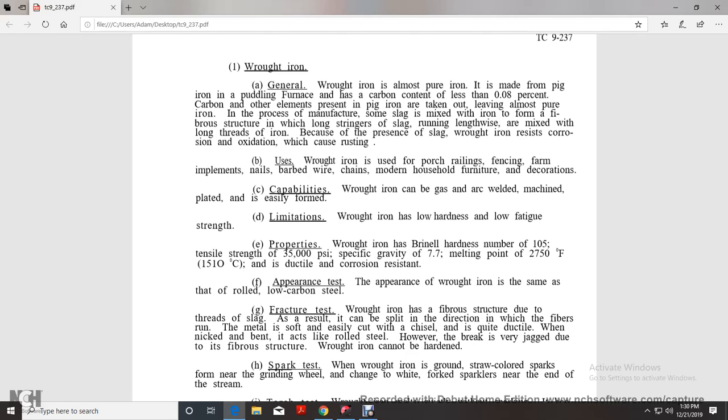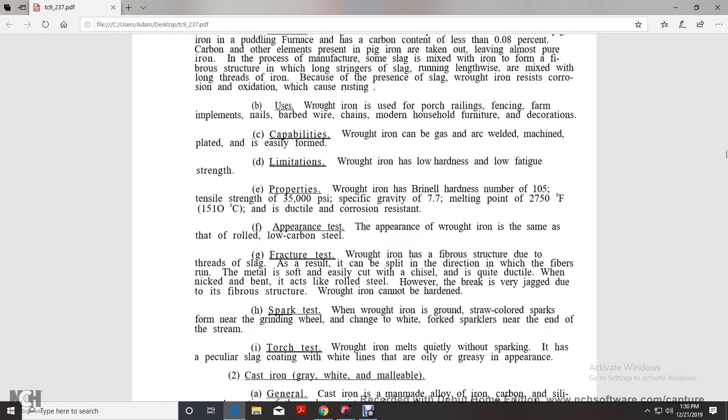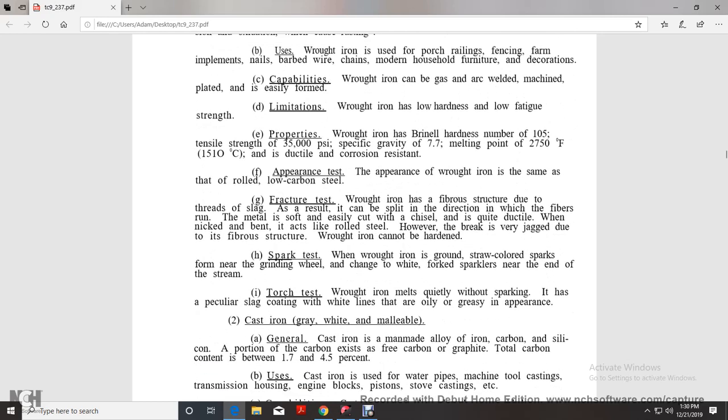Appearance: the appearance of wrought iron is the same as that of rolled low carbon steel. The fracture tip of wrought iron shows a fibrous structure due to threaded slag, with the result that it can split in the direction of the fiber. The metal is soft, easily cut with a chisel, quite ductile, and can be nicked and bent like rolled steel. The break is jagged due to the fibrous structure, and wrought iron cannot be hardened.